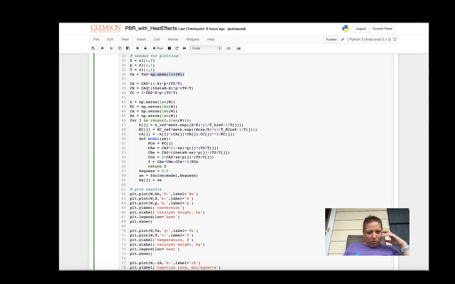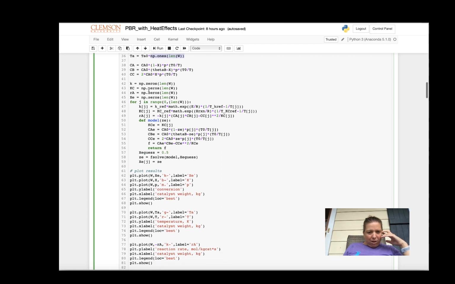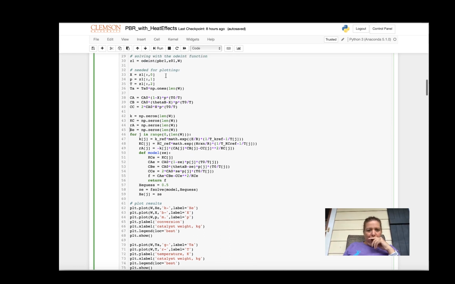Concentration equations, so these I'm just copying from above. Now what I need to do is solve for my rate constant, my equilibrium constant, my reaction rate, and my equilibrium conversion at each individual point. For a linear expression such as these, I can just write CA is a linear function of X, P, and T, and that gives me a vector of values of CA. It takes each element in X, P, and T one by one, throws it into this equation, and that's how it results in CA.